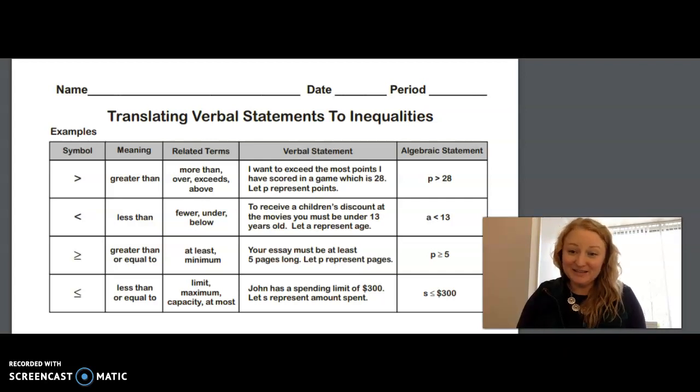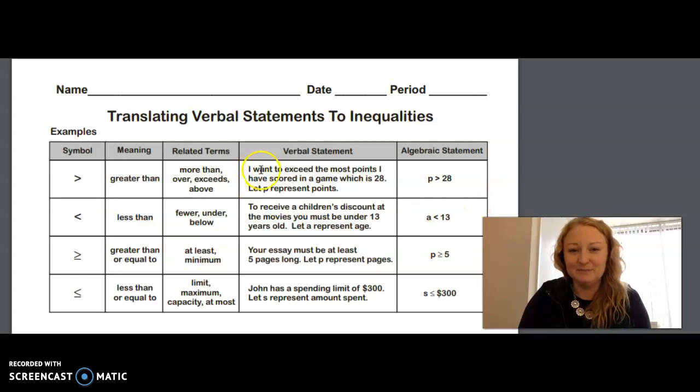You can print this if you prefer to write on it, but if you don't have a printer or your printer's not working, like my printer is never working, you can totally just write your answers down on a piece of lined paper. So up top are the examples. It goes over the symbols, their meaning, the key words to look for when you're reading the verbal statements below. And then they give you a verbal statement and the algebraic statement, or the inequality.